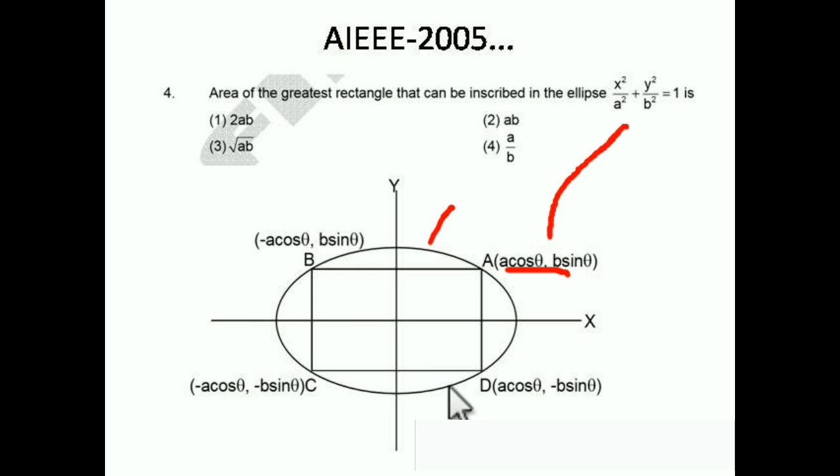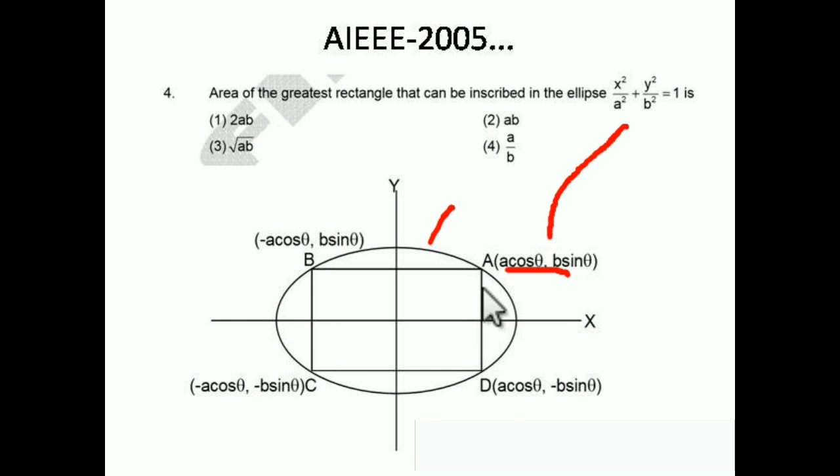Similarly, all 4 points must satisfy this equation. This is the arbitrary variable form for the ellipse, a cos theta and b sin theta. Both are positive because it is in the first quadrant. In the second quadrant x is negative and y is positive, in the third both are negative, and in the fourth x is positive and y is negative. So I just mark all the coordinates.